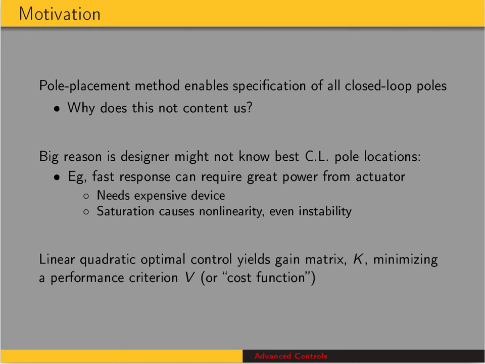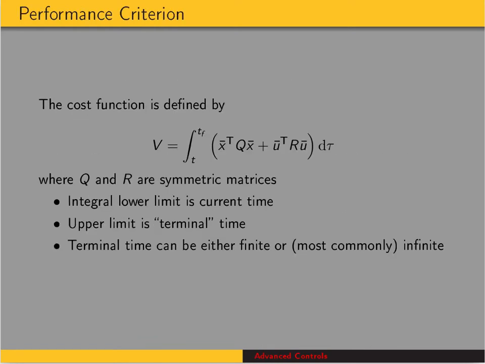The overview or summary of what optimal control is that it provides a gain matrix K. So just like with the pole placement method, we're still using state variable feedback with this gain matrix K, where our control action is the product of K and X bar. And in linear quadratic optimal control, K minimizes a performance criterion V, or cost function, that is a quadratic.